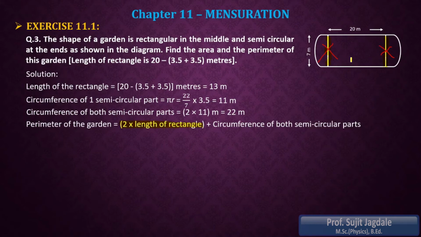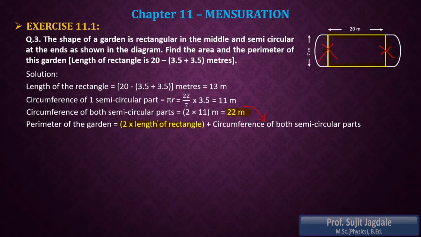That means two lanes are there in the perimeter of that rectangle, one upside and one downside, plus the circumference of both circular parts, which we already calculated, which is 22 meter. So that we are going to put here.